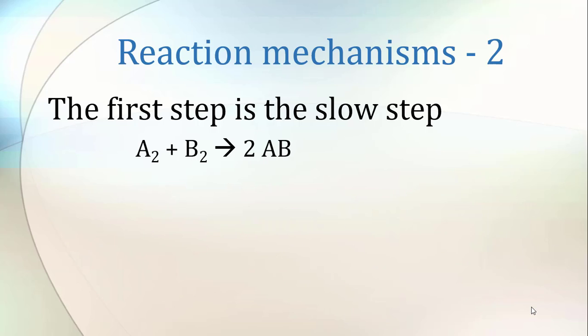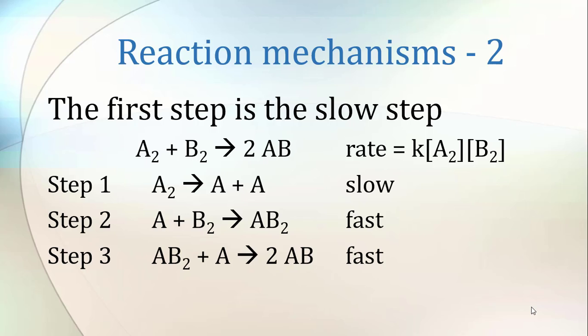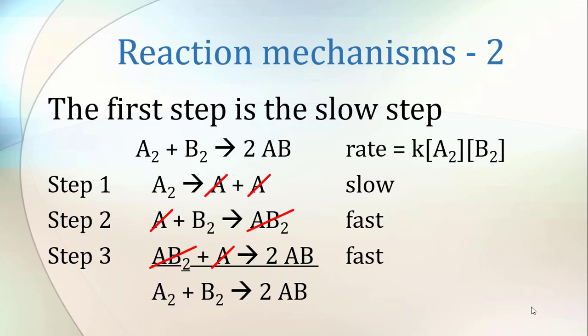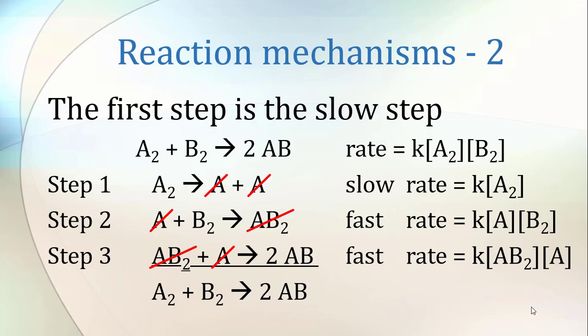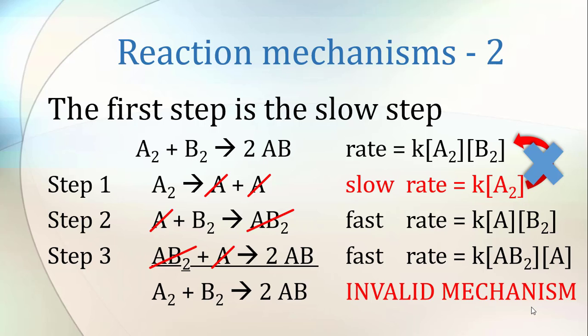Let's take the same equation, but now the experimental rate law is K times the concentration of A sub 2 times B sub 2. The same reaction mechanism is proposed. So once again, you cross out the intermediates, add up what isn't crossed out, and you get the correct overall reaction. The rate laws are like they were before. The slow rate sets the overall rate. You compare the slow step rate law to the experimentally determined rate law, and you see that they are not identical. That makes this an invalid mechanism.